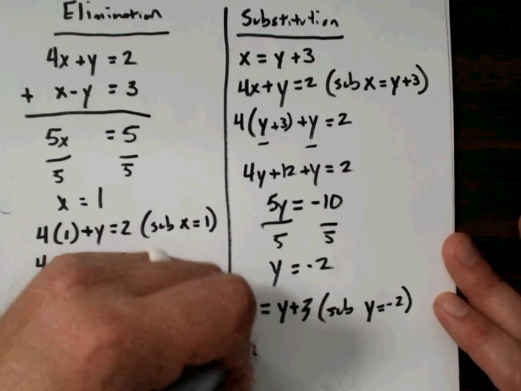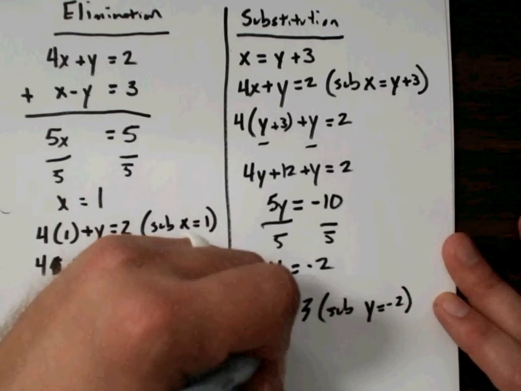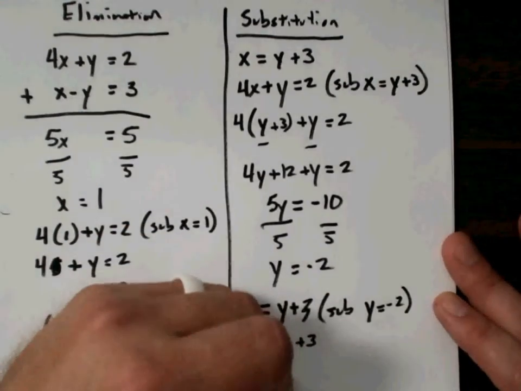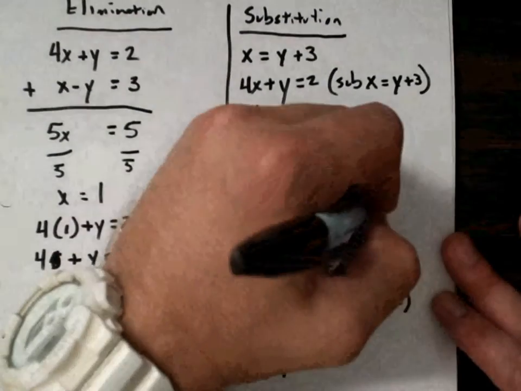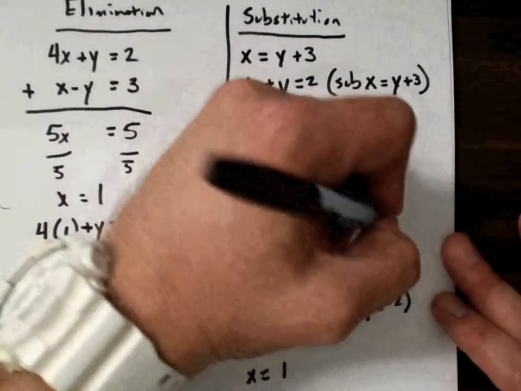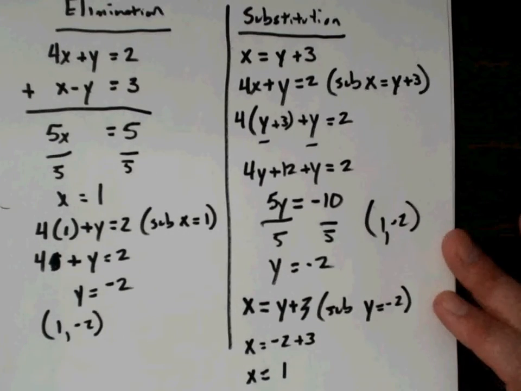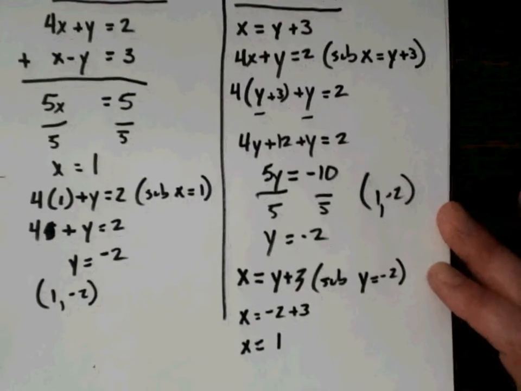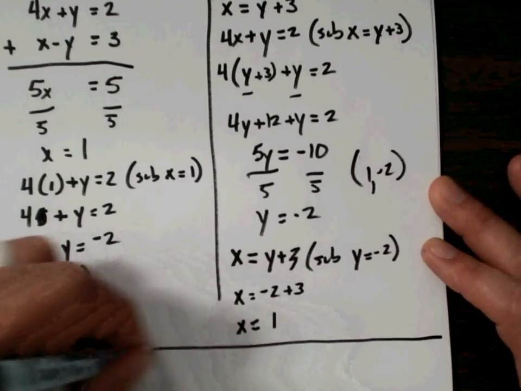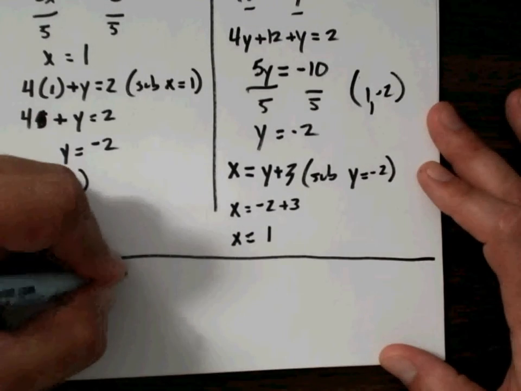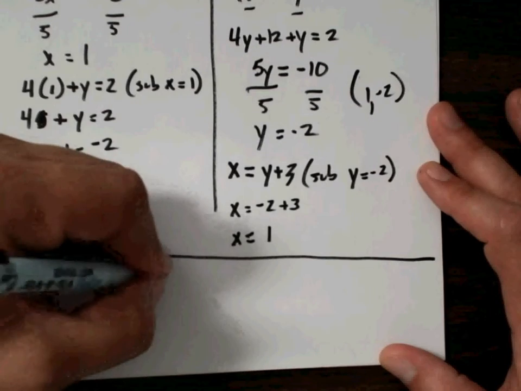All right. All right, and there's my solution of 1, negative 2. Yes? Yes. C. Last one, we're going to use graphing. I think this is the one that I can do.